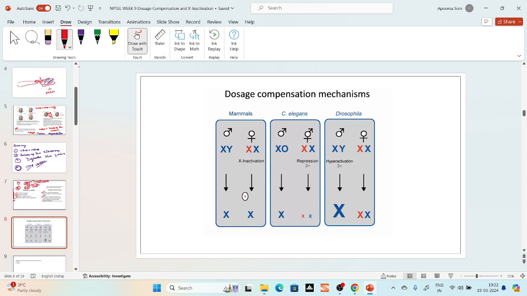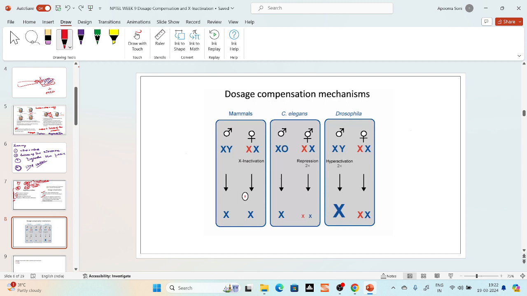You see there is one X, one Y, and this X is getting produced. What happens in the case of mammals is that one of the X chromosomes is inactivated. It is removed. So now the expression from only one X is coming. Okay. So in mammals, what happens? X chromosome inactivation takes place.